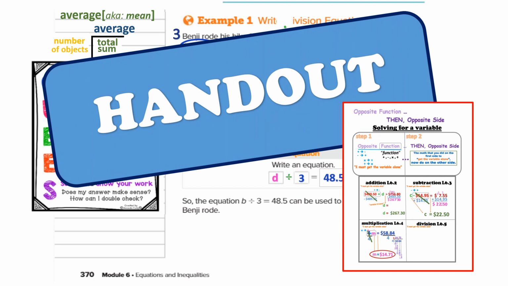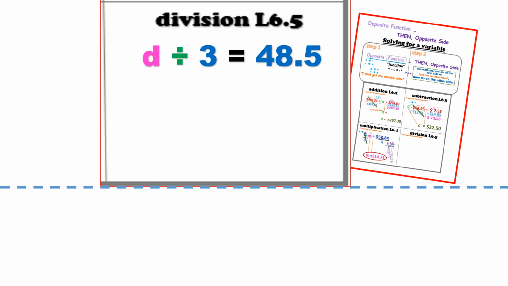Well, this is what we're going to add to our handout today. So get this out. You should have addition done for you, because I did it for you. And then you filled out subtraction, you filled out multiplication, and so we are going to fill in our handout. This is our last box. We have our example for addition, our example for subtraction, our example for multiplication. This is our example for division. So we're going to have our D, our variable, divided by 3 equals 48.5.